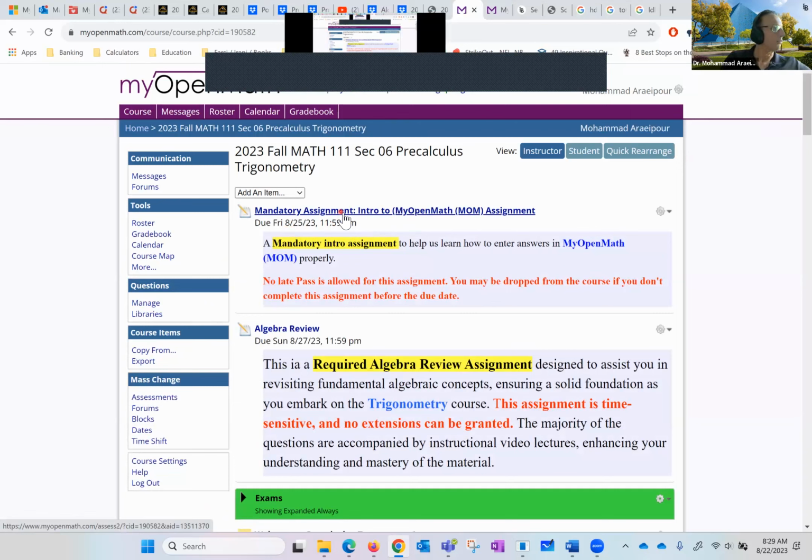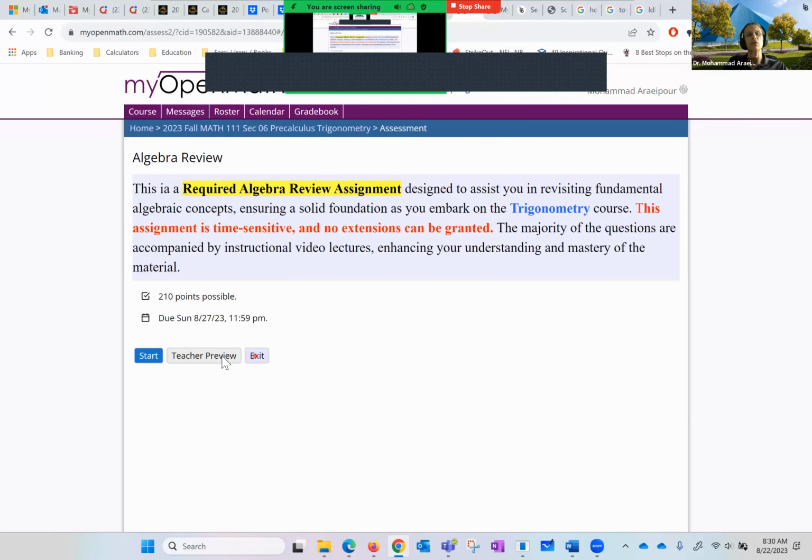Now, the second one I want to go over is called Algebra Review. And again, this is required. And these two, by the way, we don't have a late pass for, because we do have late passes for some of the assignments. This is designed to assist you in revisiting fundamental algebraic concepts, ensuring a solid foundation as you embark on the trigonometry course. And it's time sensitive. So if you click on this, again, the same thing, look at the due date. As long as it's done before the due date, you're fine.